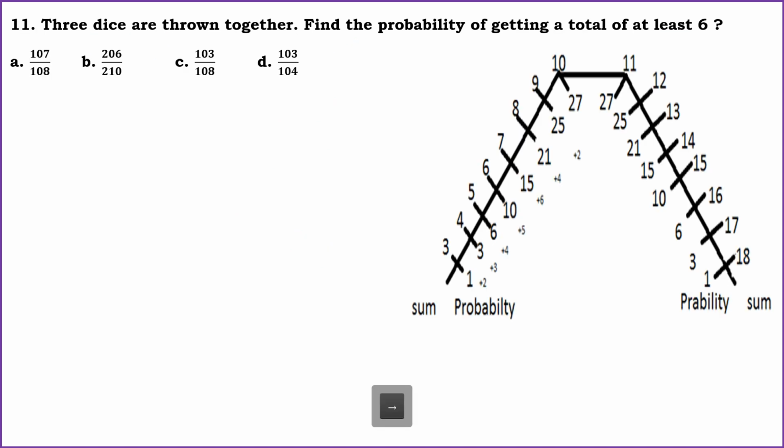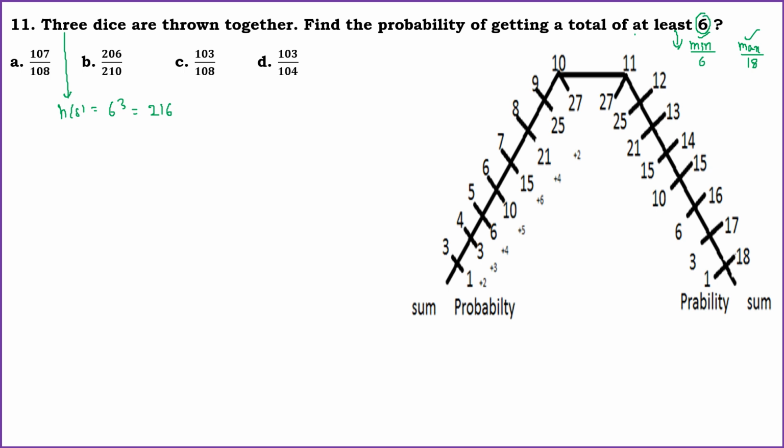Okay. Next one. Have a look here. 3 dice are thrown together. n of S is equal to 6 cube, which is 216. Sample space is 216. Now, find the probability of getting a total of at least 6. As I already mentioned in the previous questions, the minimum is 6 and the maximum is 18, since 3 dice are thrown.